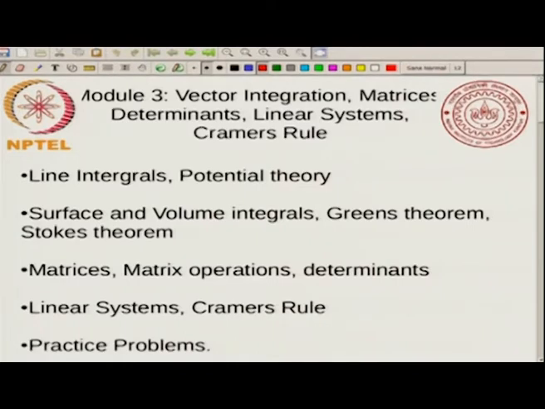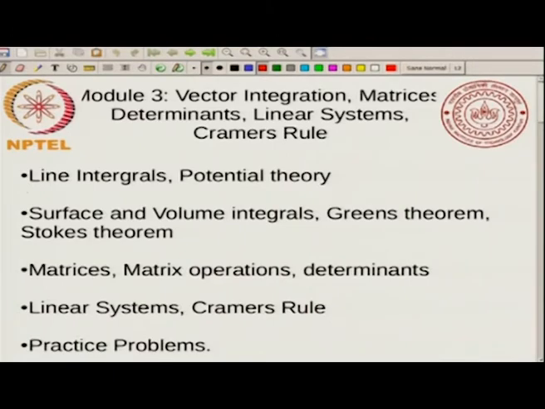Then in the second lecture, I will talk about surface and volume integrals, and talk about Green's theorem and Stokes theorem very briefly. And then I will start introducing matrices, talk about some basic matrix operations, and then a little bit about determinants. Then we will show how to solve a system of linear equations using determinants, what is known as the Cramers rule, and finally we will do some practice problems. So in this module there will be 5 lectures, and the 5th lecture will just be practice problems.